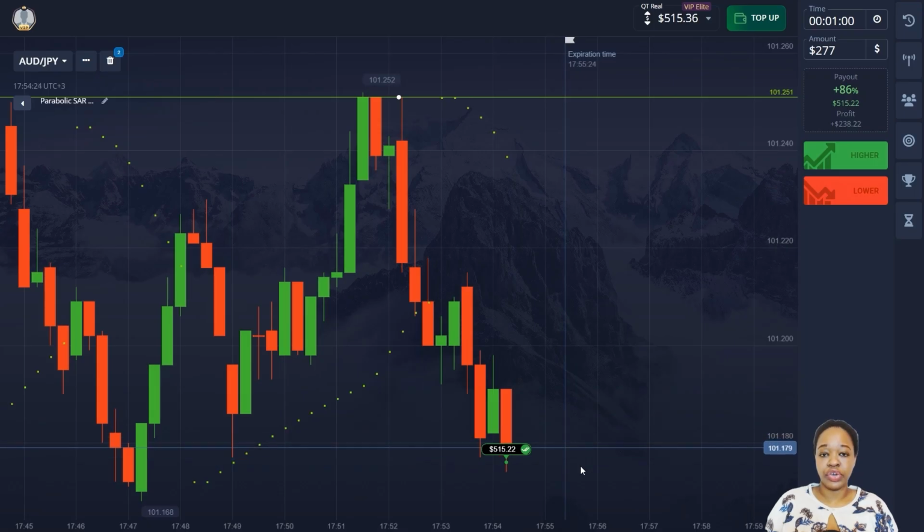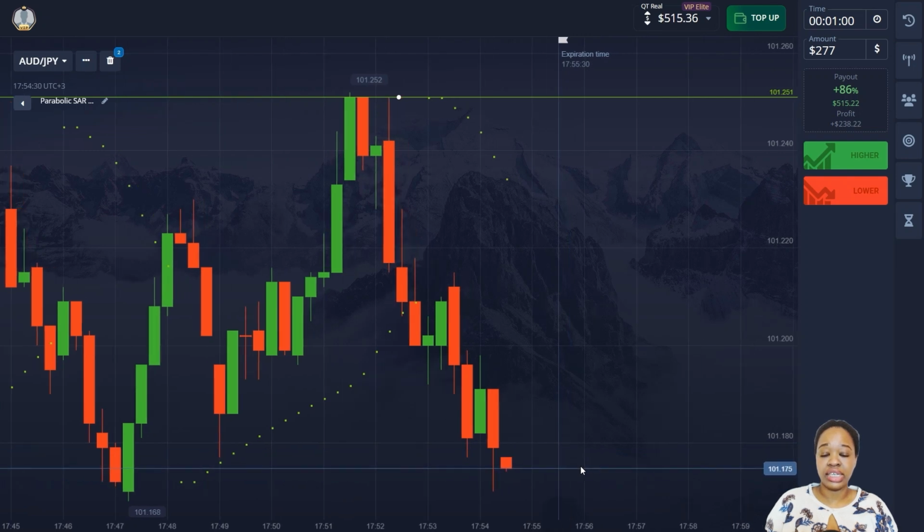Well, this is great, friends. As you can see, the price continues to move down, and thus this trade brings me a lot of profit. You can see that the indicator really showed a good entry point. 1 minute was quite enough for this trade. Let me find more situations.